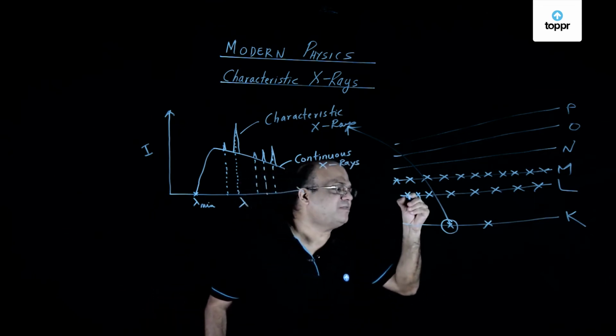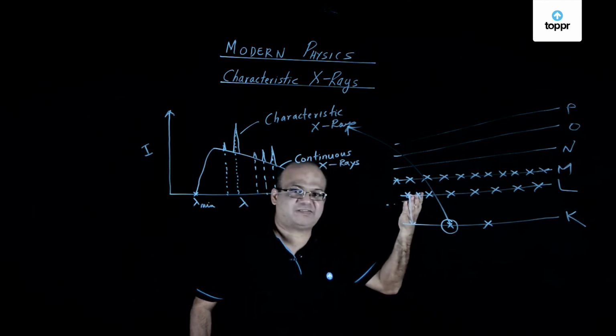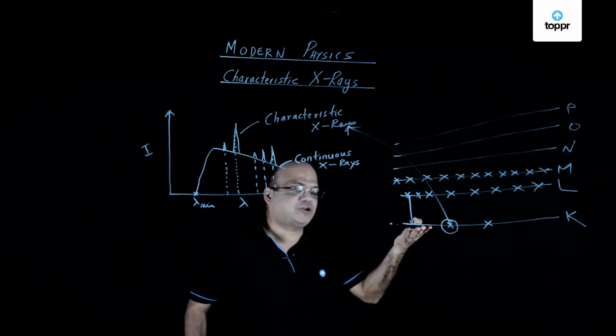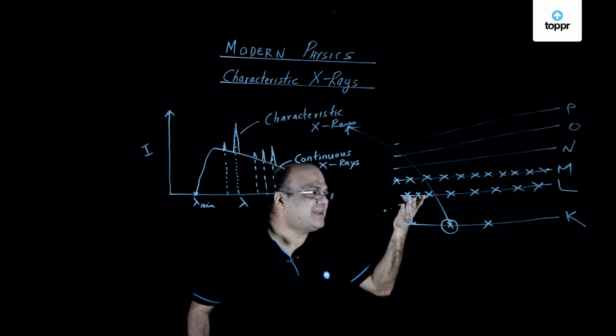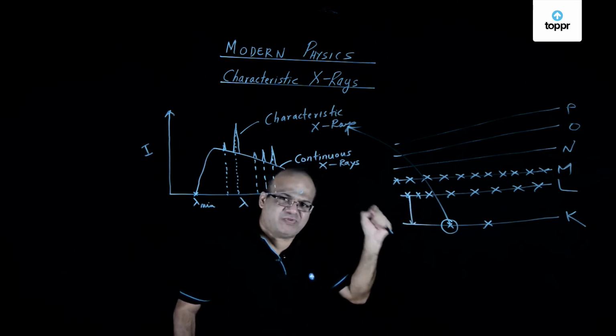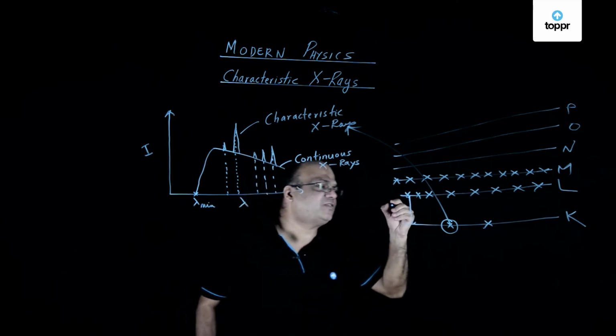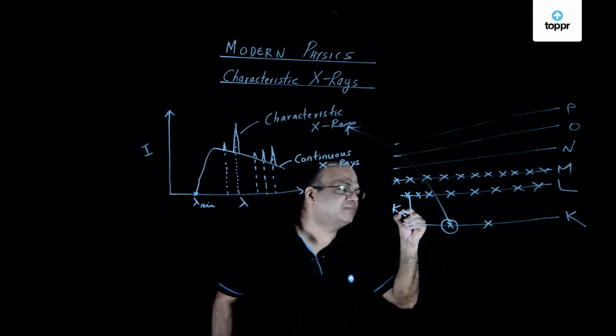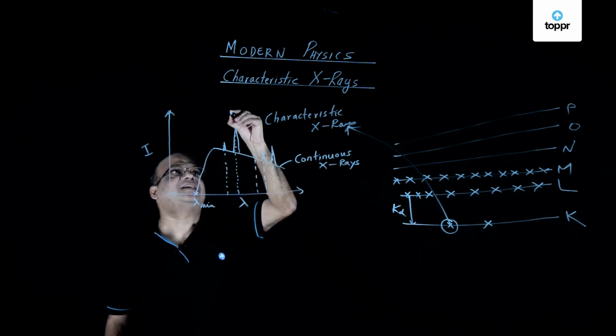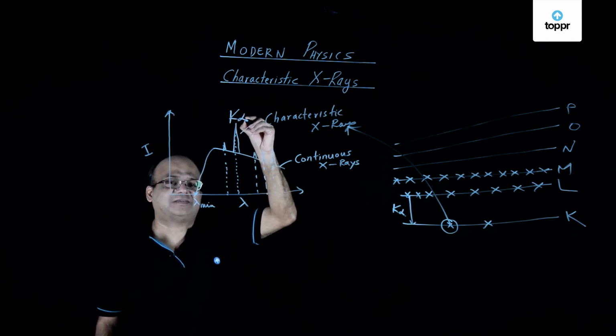If the electron jumps from here to here, this is very close, so this is the most probable thing to happen. We get a particular wavelength and frequency of X-ray, and that corresponds to the K alpha line. And this is this peak. This is K alpha X-ray.